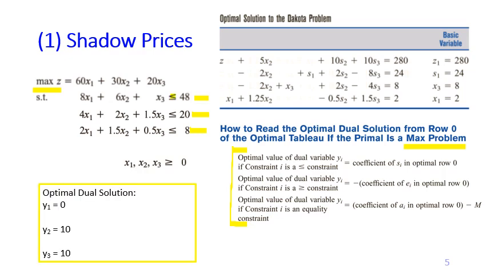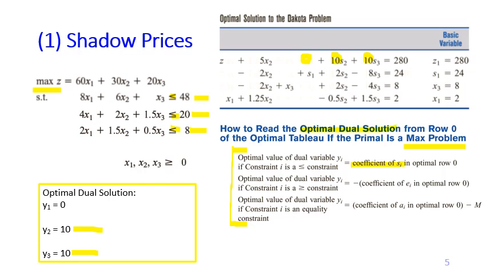The first constraint is less than or equal to, so we may just read the coefficient of S1, which is 0, as the value of y1. Then the coefficient of S2, again because this is less than or equal to, as the value of the optimal dual solution y2, and then the coefficient of S3 as the value of the optimal dual solution y3. So the answer is 0, 10, 10 are the optimal dual solution for this problem.